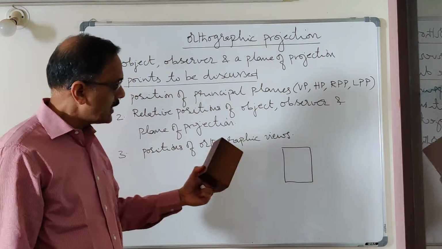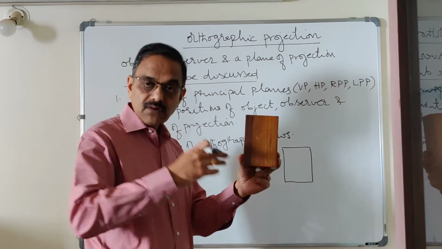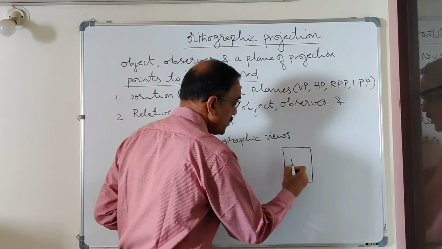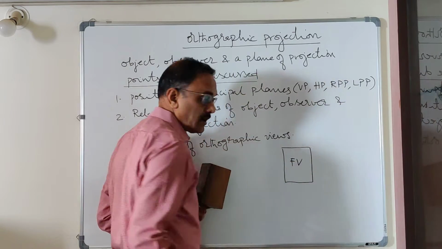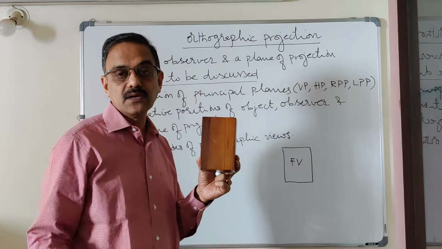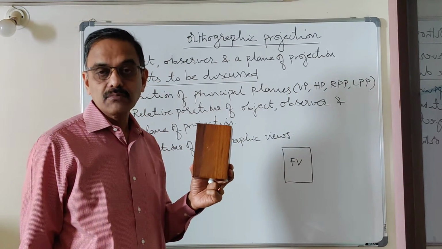Also, I can name this now because the observer is in front of the object. I can call it the front view. So the orthographic projection is given a name based on the position of the observer. Because the observer is in front, I called it front view.